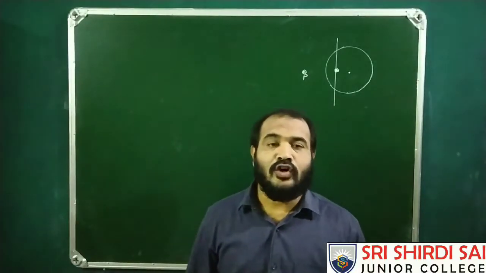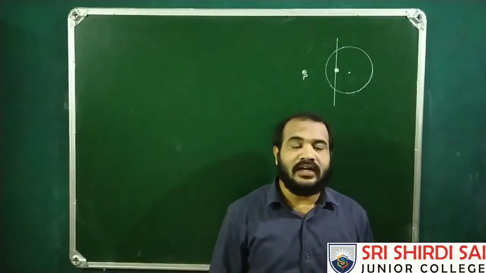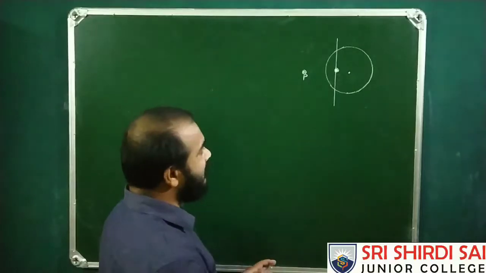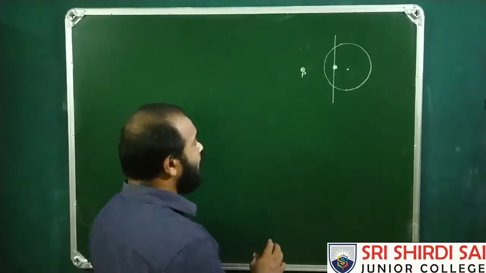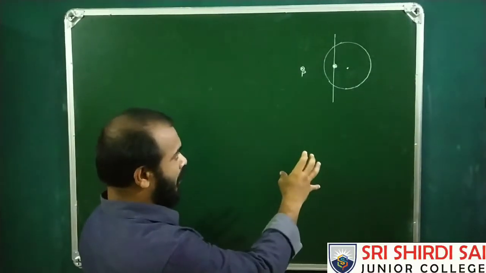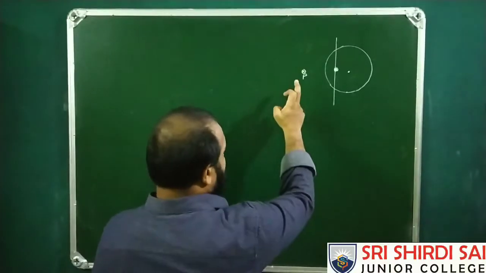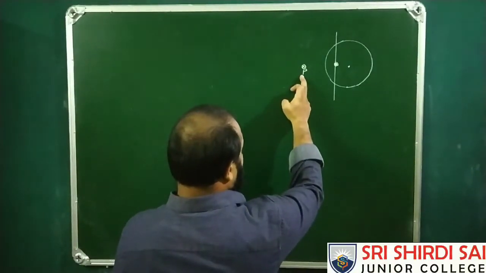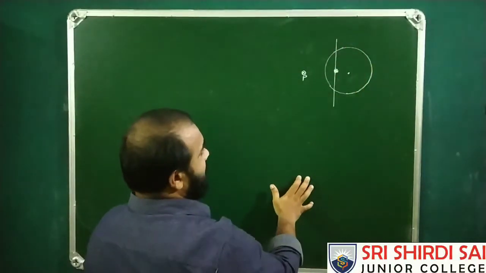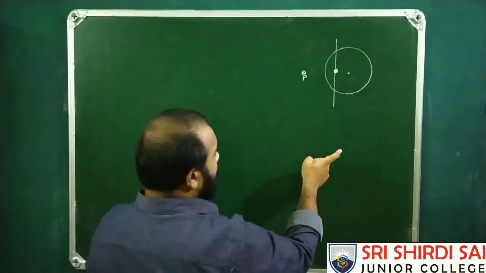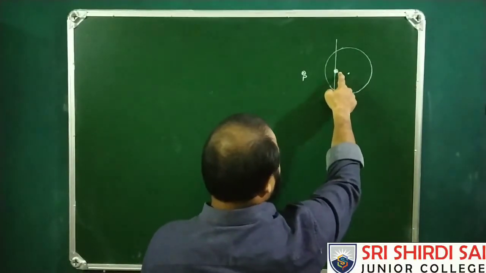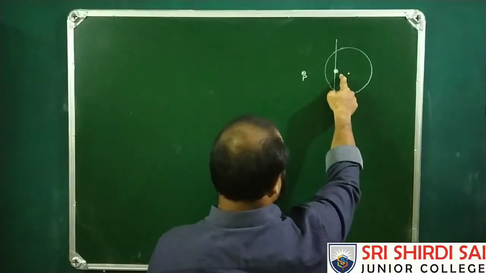Let us revise the concepts of conjugate points and conjugate lines that we have discussed yesterday. To understand the concept briefly, we have already discussed the concept of pole and polar. If the point P lies outside the circle, the polar cuts the circle at two distinct points, and if the pole lies inside the circle, the polar neither cuts nor intersects the circle.